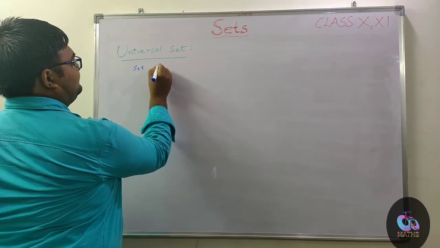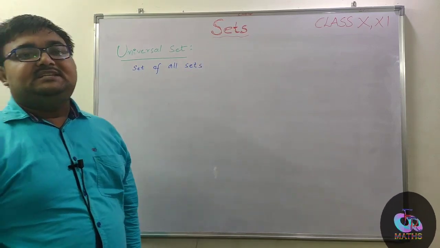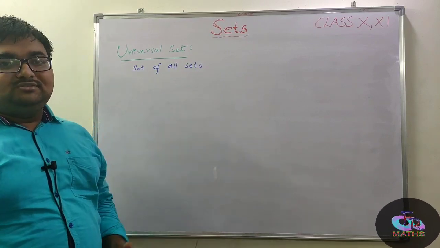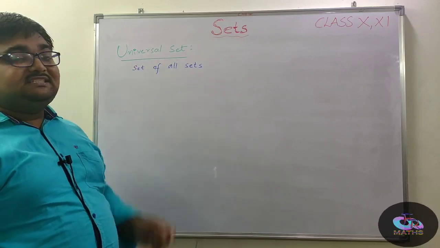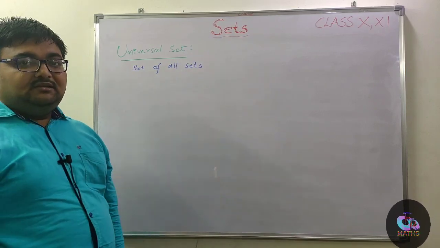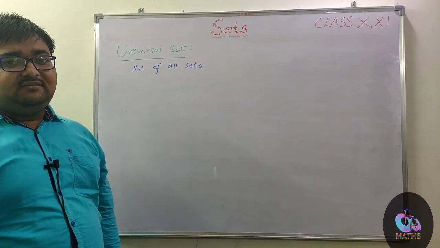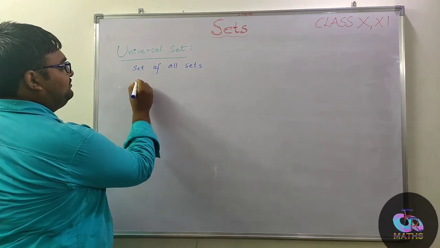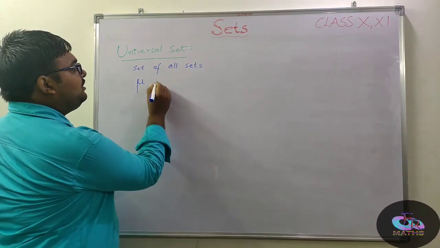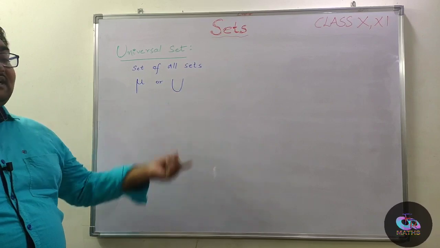It is a set of all sets. So whatever the sets that are present in the world, or whatever the things that we are discussing, if you collect all those sets and write them in a single set, then such a set is called the universal set. That's why we call it the set of all sets, right? This universal set is represented by the symbol mu, or you can simply represent it with the capital U.